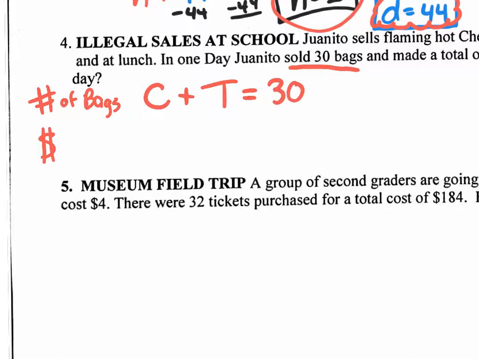Okay, now let's make the other equation based on money. All right. How much were the Cheeto bags? $1. So that one's easy. 1C. How much were the Taki bags? 75 cents. So plus 0.75 with the T equals the grand total that he made. How much did he make? Money-wise.